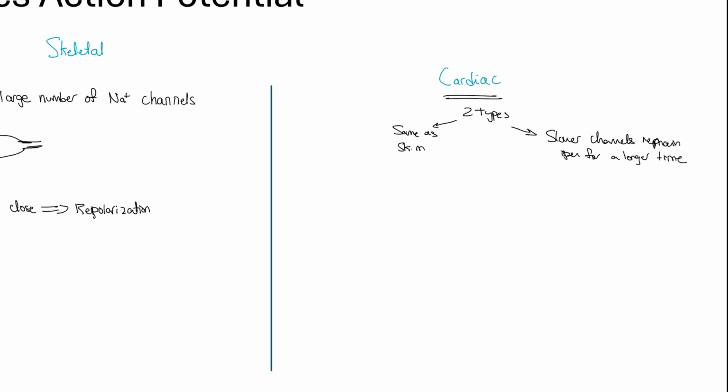Whereas in the cardiac muscles, we have two types of channels. There are the fast channels, which are the same ones that we discussed in skeletal muscle, and the slower channels, which remain open for a longer time.